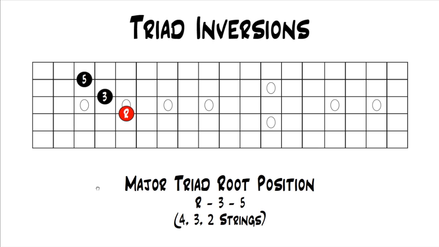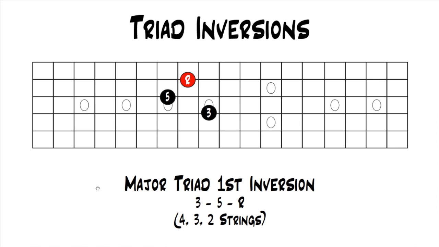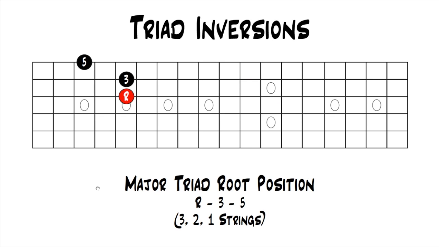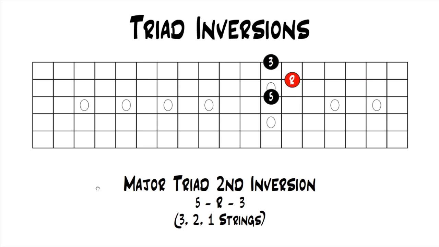Then again through the next string sets, just start in root position, move the notes up to the next closest intervals. Here's first inversion, which is 3, 5, root. Do it again, you get second inversion, which is 5, root, 3. And then on the next set of strings, exact same thing. So now you have the ability to take all these triads and play them up and down the fretboard.